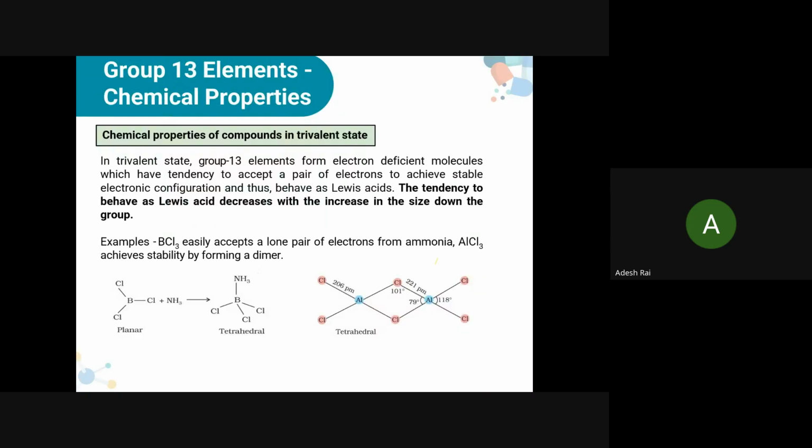Now, chemical properties. We are going to study chemical properties.